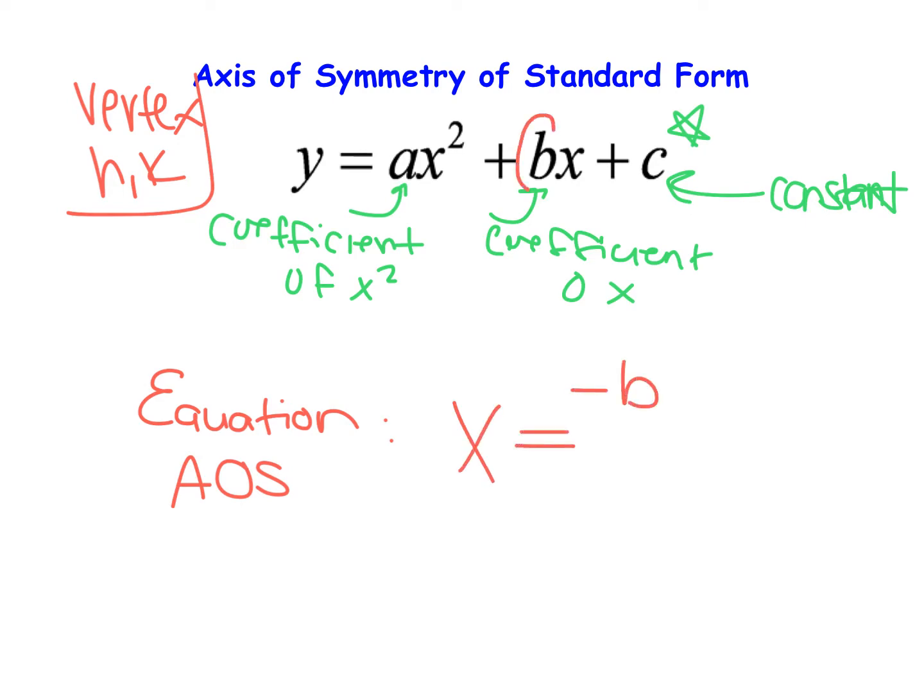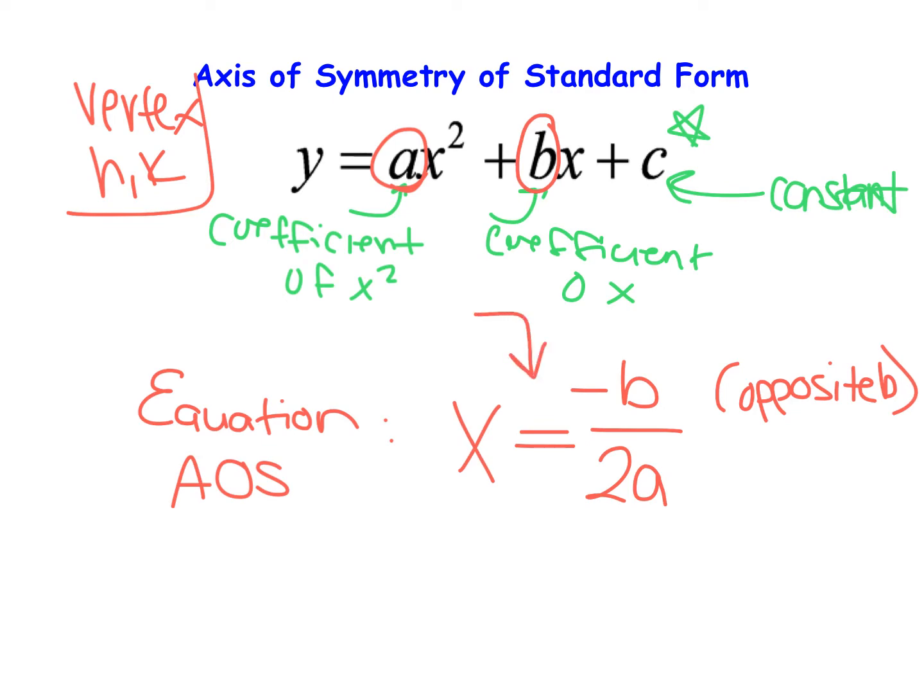So we would take this b value here, and that's our opposite of b. That's what that negative really means. So opposite b divided by 2 times a. And we'll use that equation whenever we have standard form. Notice a and b come right out of the equation. And we'll use that in order to calculate our axis of symmetry algebraically.